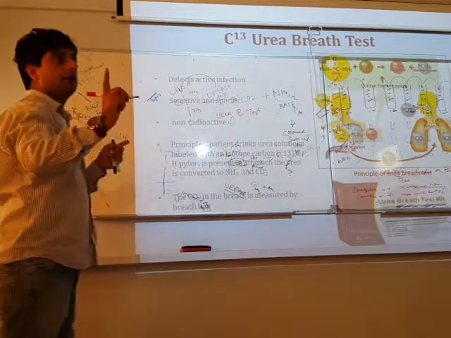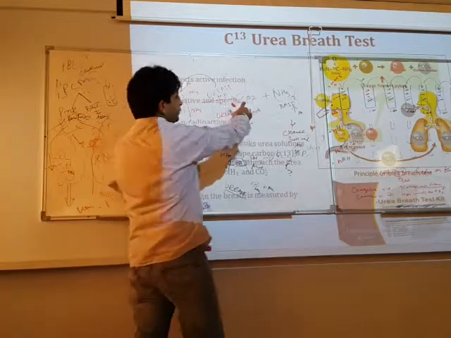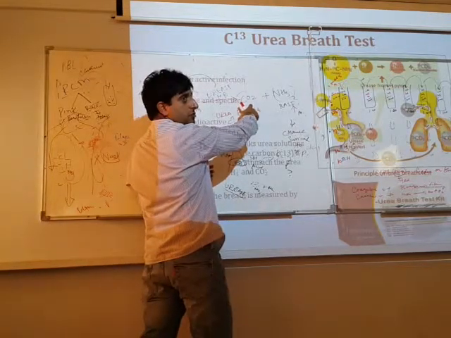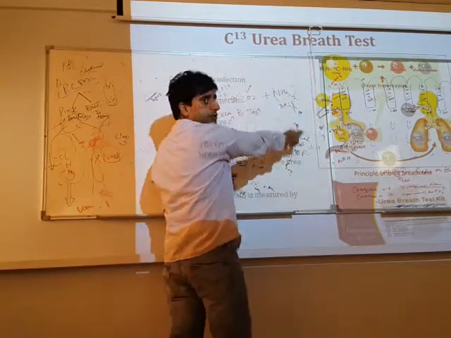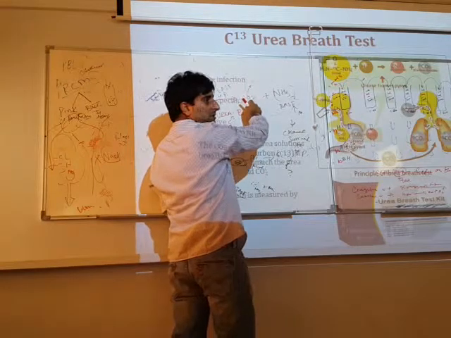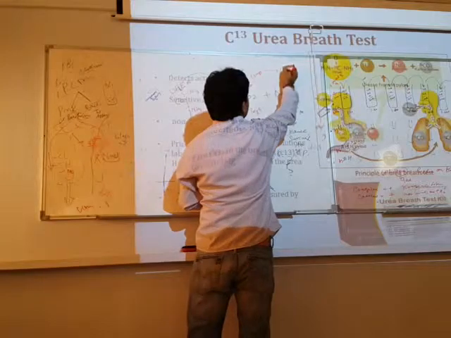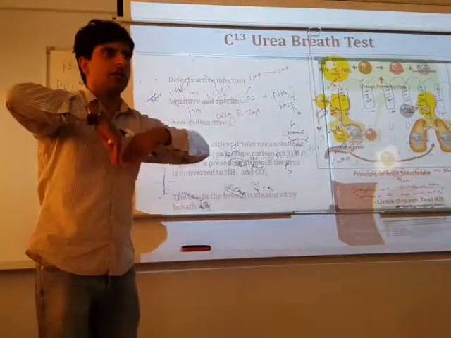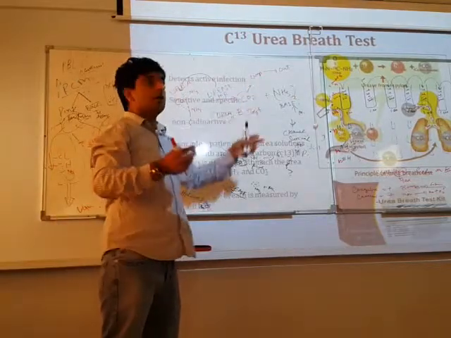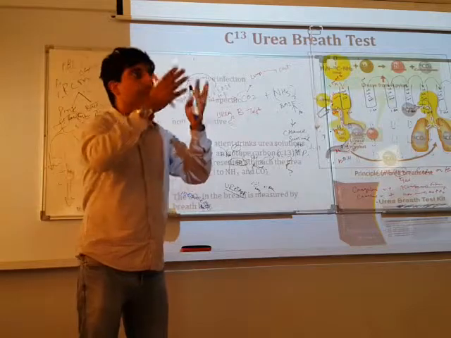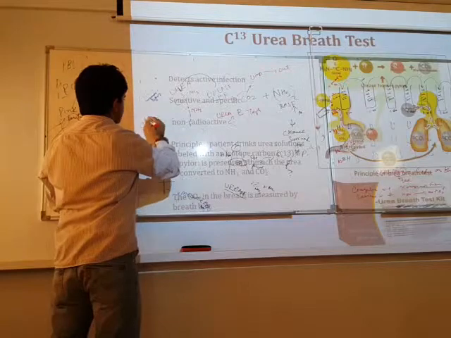So now the question is, what is carbon 13? You see this carbon dioxide. This ammonia protects the bacteria. Now the job of this carbon dioxide: it goes to the lungs, and from the lungs it comes out. We inhale oxygen, exhale carbon dioxide. So this carbon dioxide comes out. On this basis, the scientists have prepared a test. It's called the carbon-13 test.